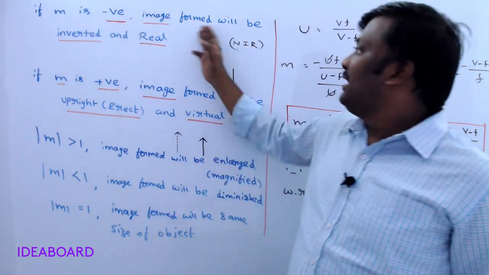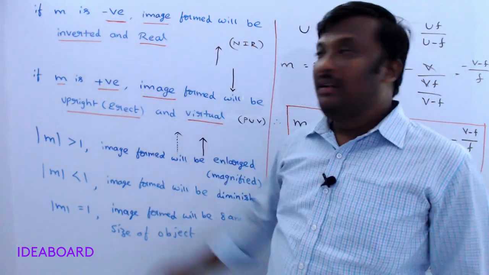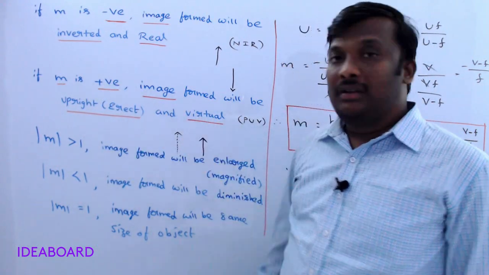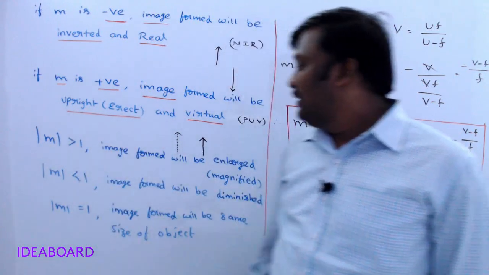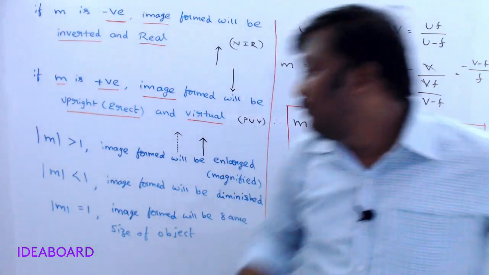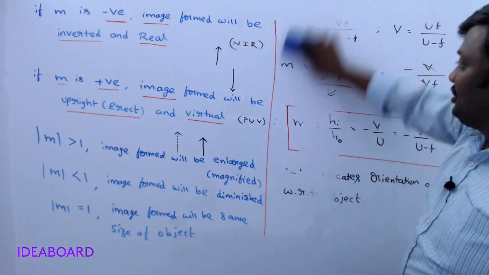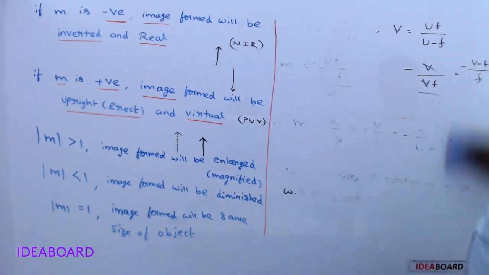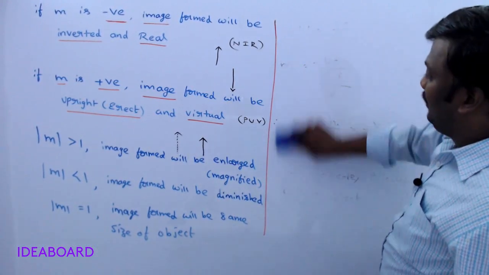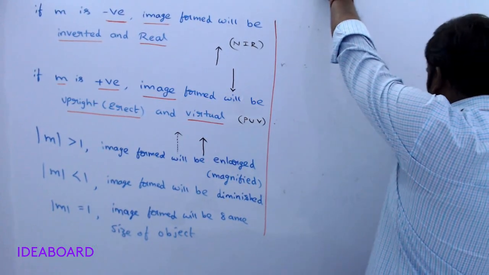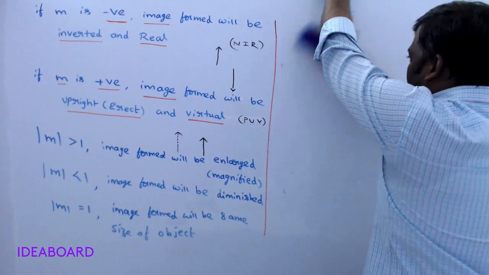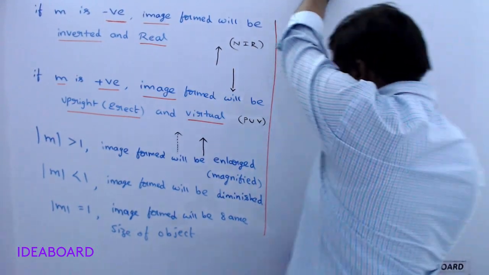M negative means the image formed will be inverted and real. M positive means the image formed will be erect and virtual. If mod M is greater than 1, the image is enlarged. If mod M is less than 1, the image formed will be diminished. And if mod M is equal to 1, the size of the object is equal to the size of the image. Understand?